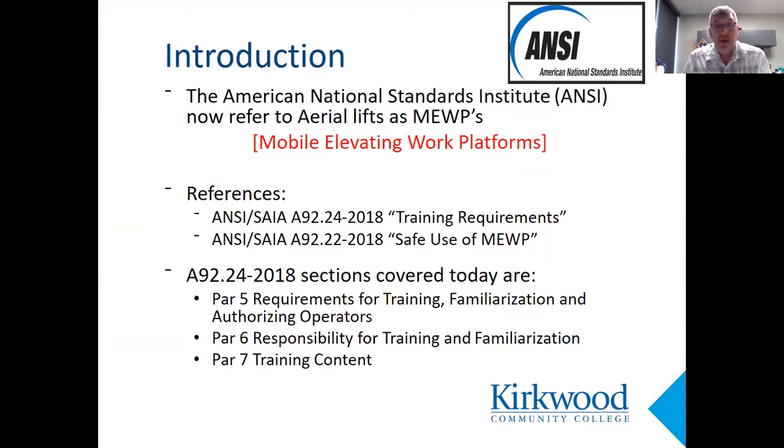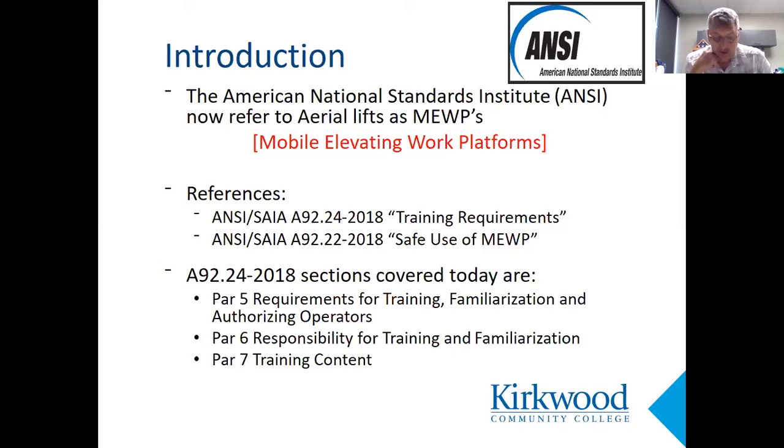So today we're going to talk about what ANSI says, American National Standards Institute. They developed this standard, MEWP, back in December of 2018. They finally got through all the loops and the jumping around they had to do, and it came into effect on the 1st of June of this year.